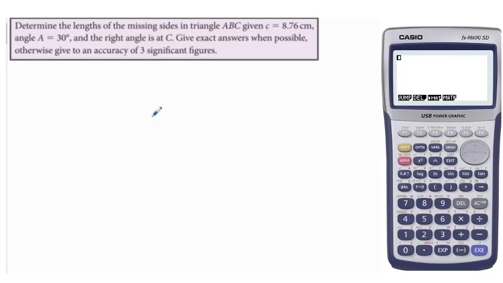So we're not going to use a calculator for as long as we can, that's the exact bit. Once we get to a point where we don't have the tools to work out the sine or the cos or the tan of the angle, we will go to the calculator.